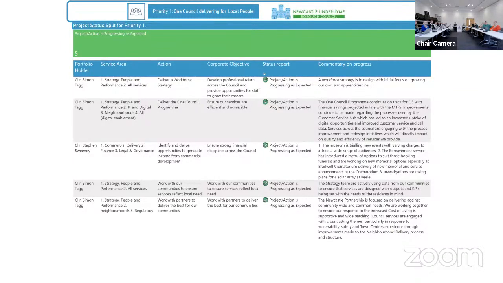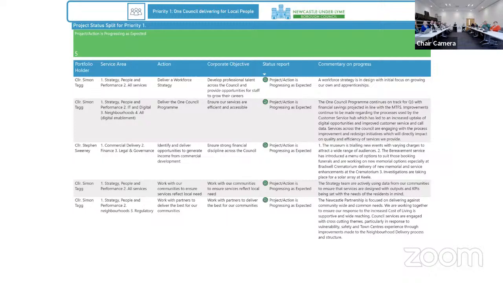The rest of the data is telling you which portfolio it sits under, which directorate is leading on it, how it links back to our objectives, and then what the current status is. So for this, everything's progressing as expected. If it was amber, then it would not be as expected. And it could be that with projects, it tends to be either the quality, the cost, or the time frame. So one of those aspects might need realigning.